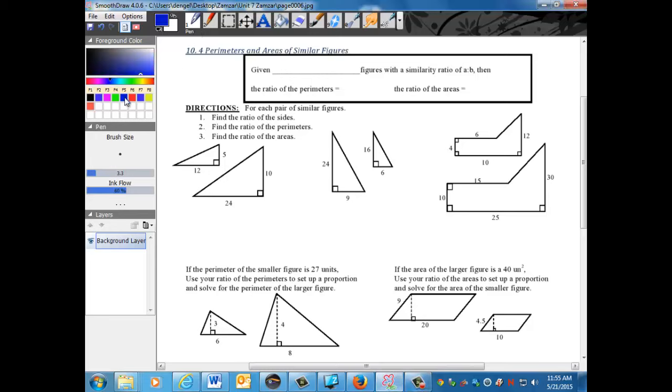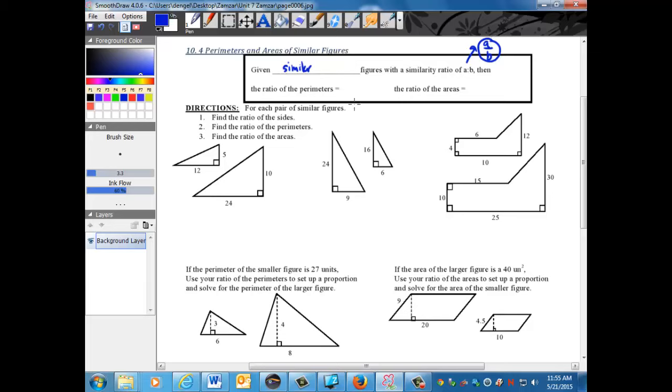Welcome back to Geometry. We're at section 10.4, Perimeters and Areas of Similar Figures. Our first note, first line says that given similar figures with a similarity ratio of a to b. Now remember, a to b is the same as a fraction, so I can put a over b. And that's generally how I like to show ratios. It just makes more sense to me seeing it in fraction form.